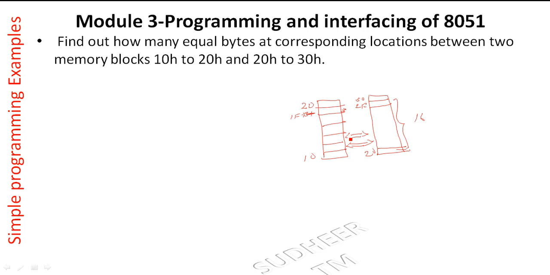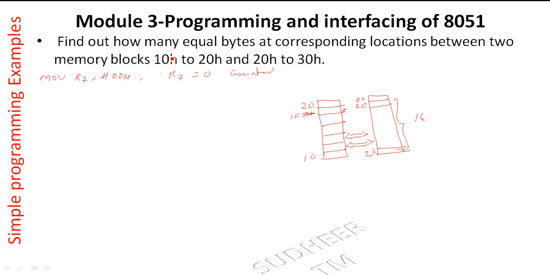To keep a counter, let us take a register R7. So the instruction: MOV R7, #00H. This will initialize the counter. R7 is equal to 0, which is a counter, to count how many equal bytes are there.